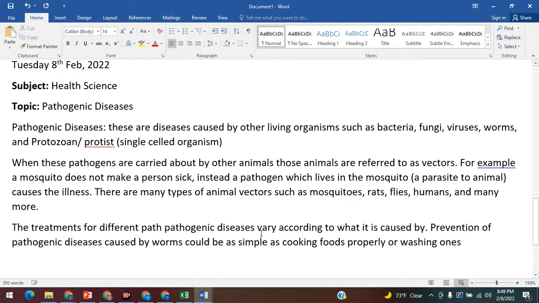Anyway, prevention of pathogenic diseases caused by worms could be something else. And all of them come out the ground. No, but they're worse. Washing one's hands, right? I'd be more afraid of these greens now, with all them pesticides and things.